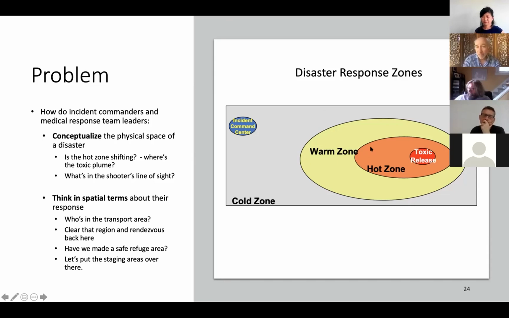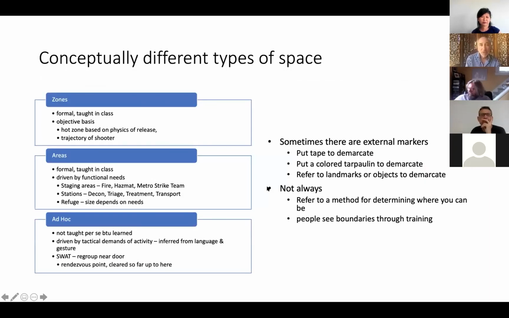If they send some people in, they will talk about that inside. SWAT will talk about that. Where's the safe refuge area that we can bring people out and put them in this area? And then they're going to define all sorts of staging areas. So we found that they conceptualize, we distinguished an ontology of space.